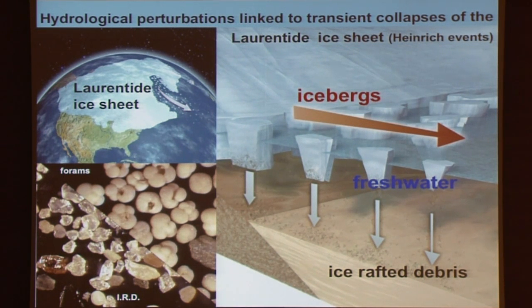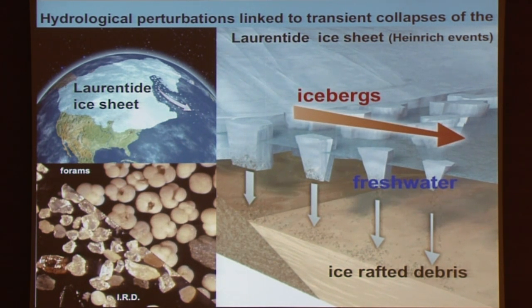From time to time, it's not periodic, the Laurentide ice sheet was losing parts of its mass as icebergs, and these icebergs, we can see them in the sediment because they were transporting what we call ice-rafted debris. This is a picture of these ice-rafted debris under the binocular.